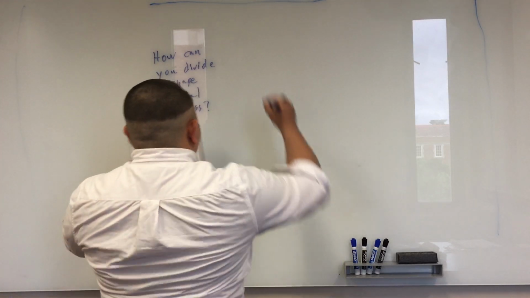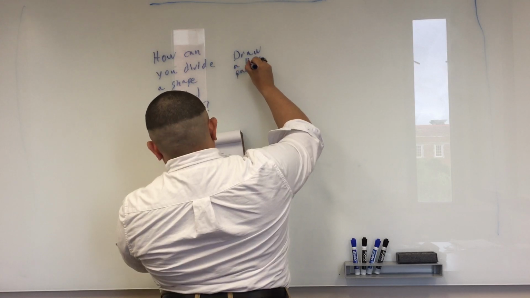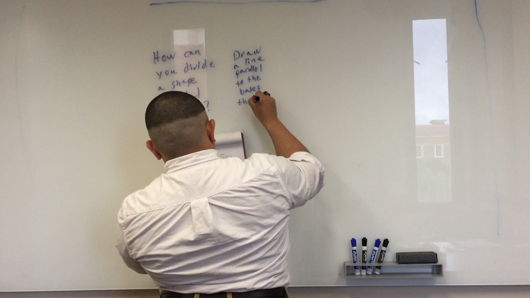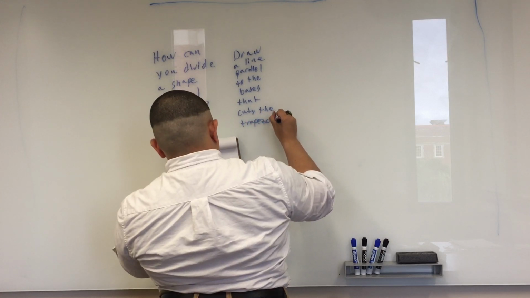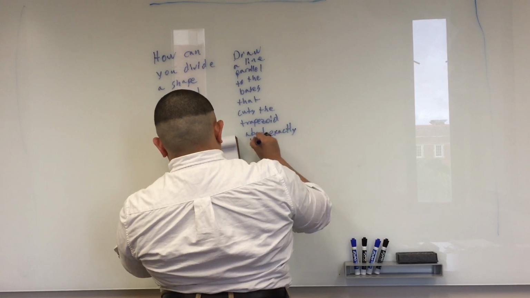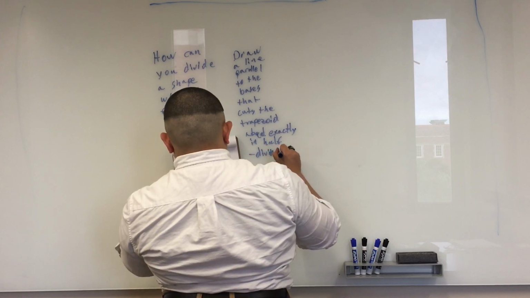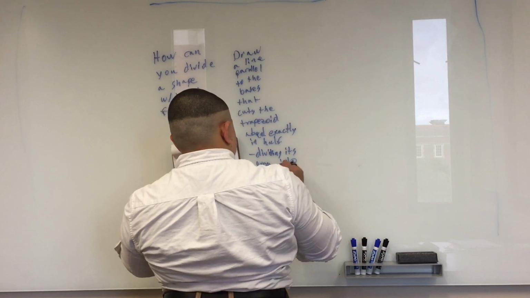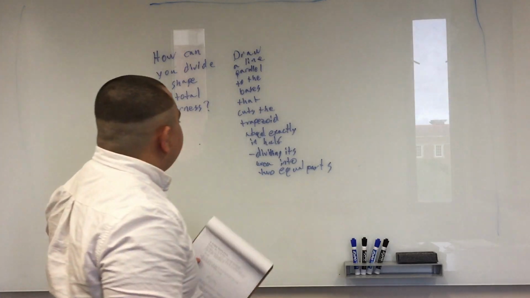Okay. So, again, you want to draw a line parallel to the bases that cuts the trapezoid ABQD exactly in half, dividing its area into two equal parts. This is our task. And now let's represent it a bit more visually.